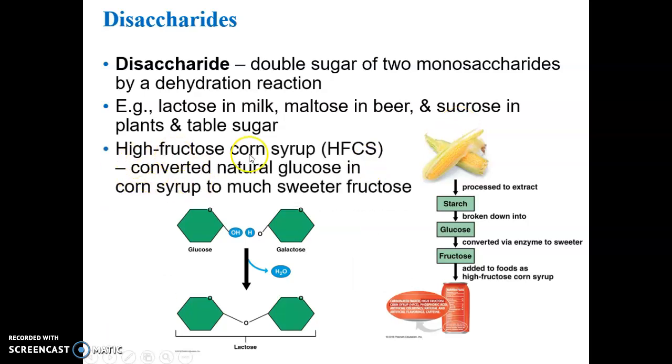So high fructose corn syrup, which you may have heard about, is formed in the factory by converting natural glucose found in corn syrup from corn into a much sweeter fructose, because we love our sugary drinks. And there have been health issues related to high fructose corn syrup.